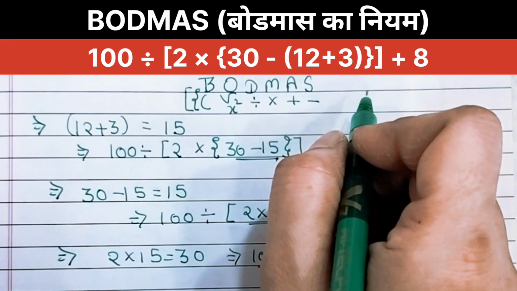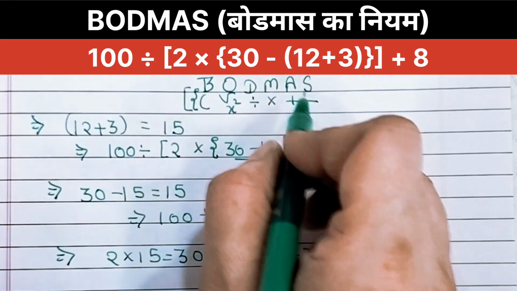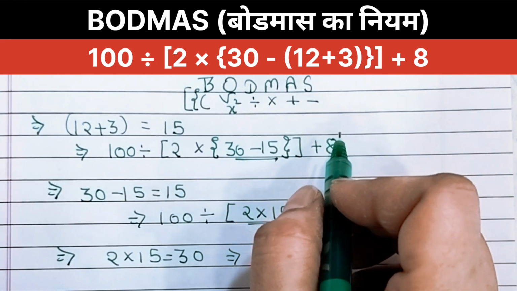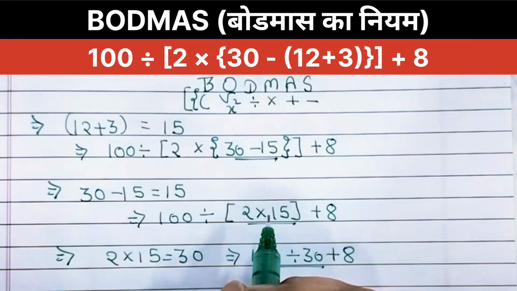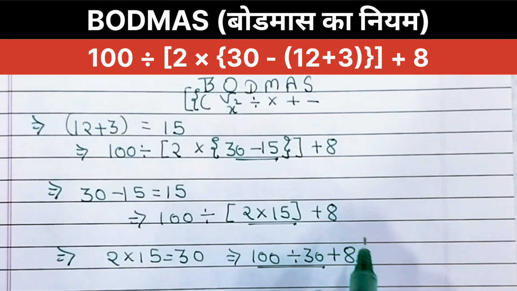So now according to this expression, by systematically peeling away the layers of brackets and following the hierarchy of operations, the simplified result is 11.33 rounded to 2 decimal places, or the fraction is 34 upon 3.